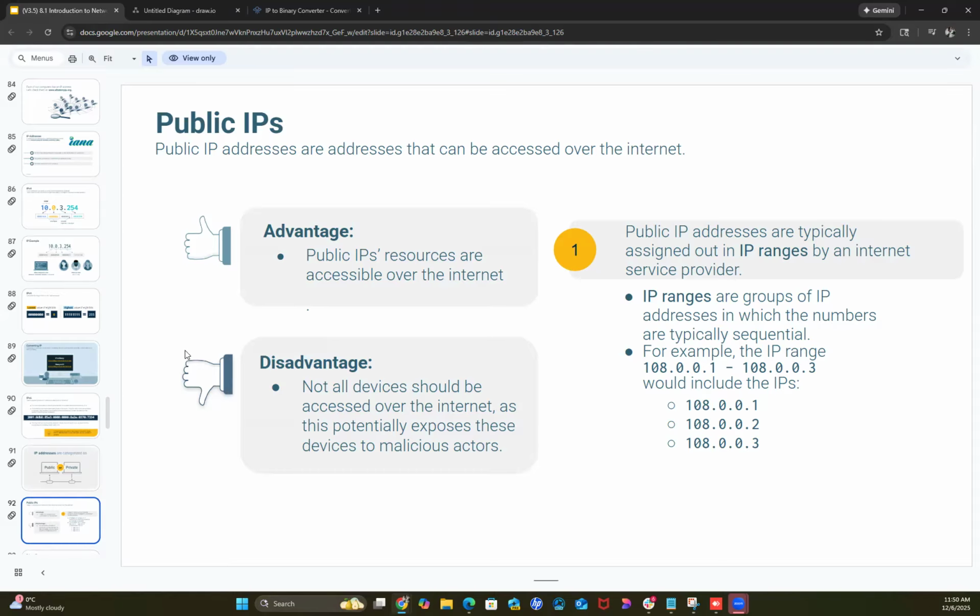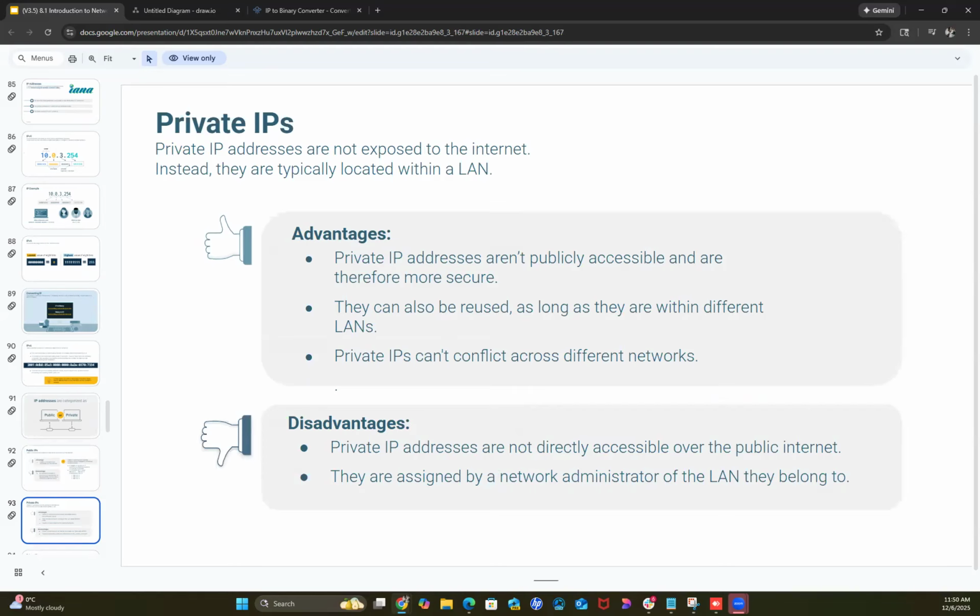And private IP, what is the private IP? Private IP addresses are addresses that are not exposed to the internet. Instead, they are typically located within the LAN. Advantage: private IP addresses are beneficial because they are not publicly accessible and are therefore more secure.